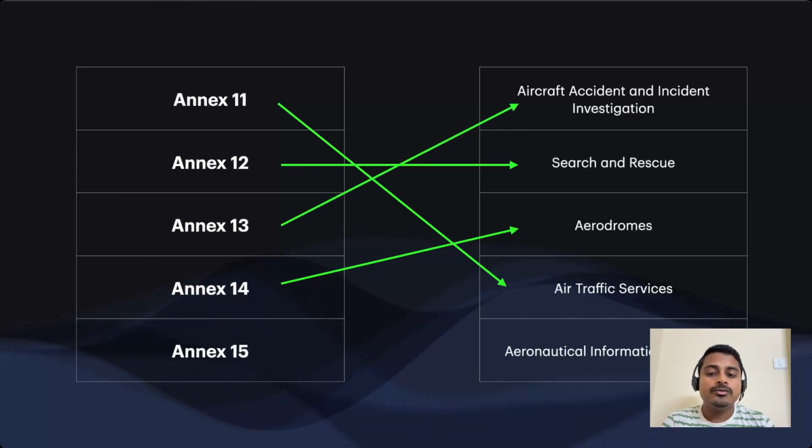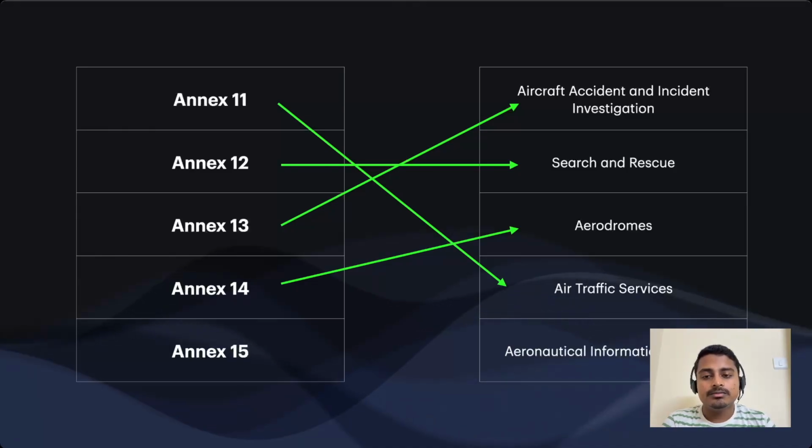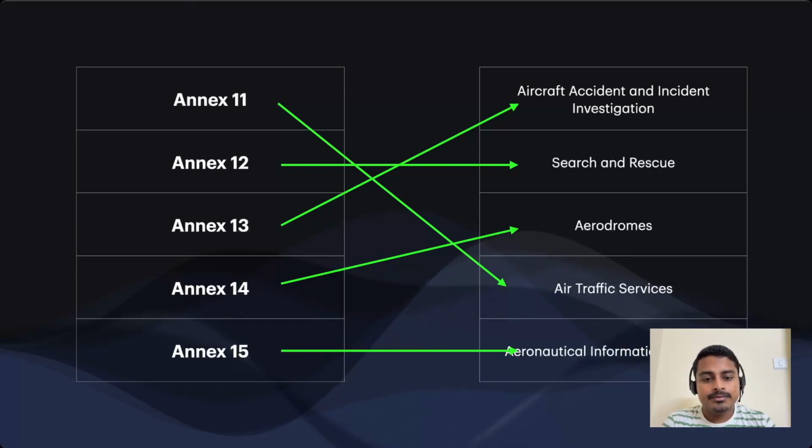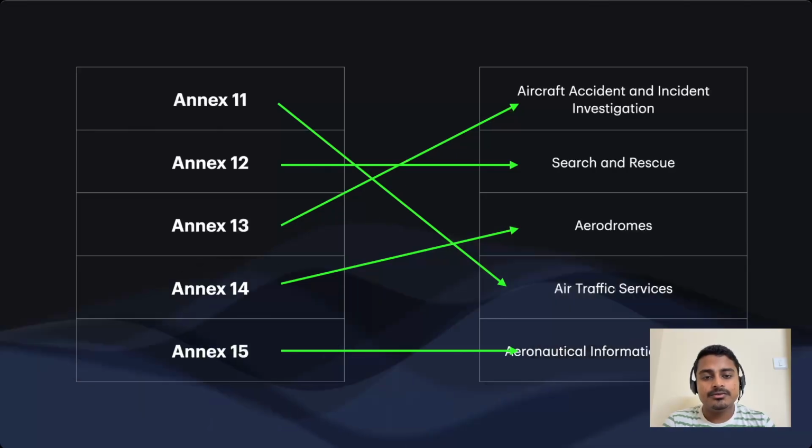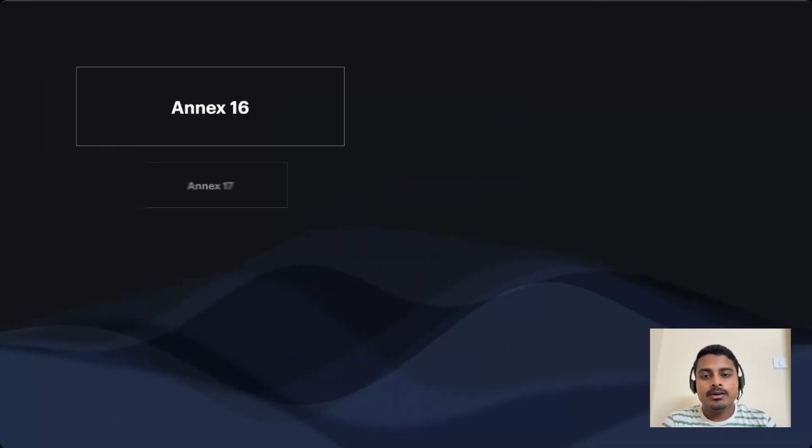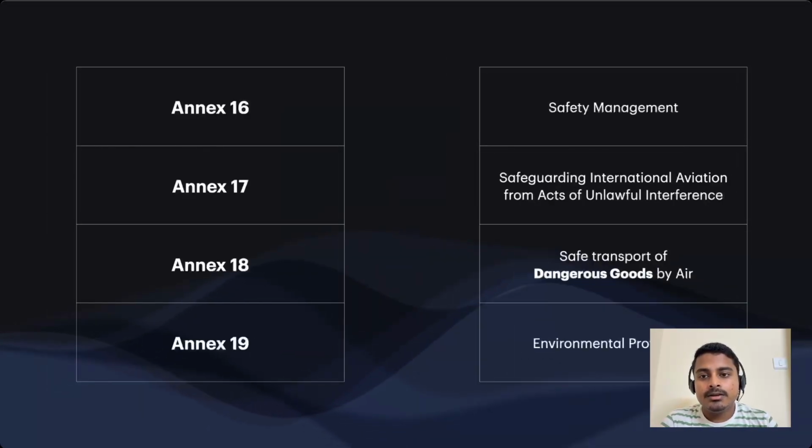There are several volumes to some of these annexes. We don't need to get into that detail mostly, but yeah, we do need to remember all these annexes. Annex 13 talks about the aircraft accident and incident investigation. And then Annex 15 talks about aeronautical information services. Right. So Annexes 16 to 19.